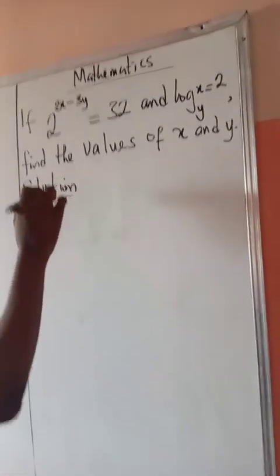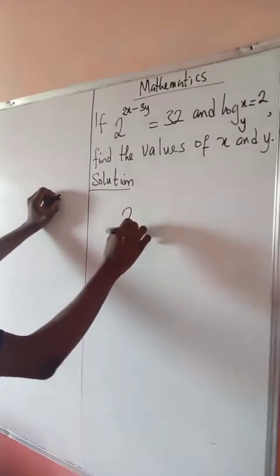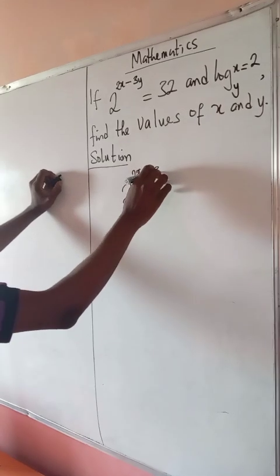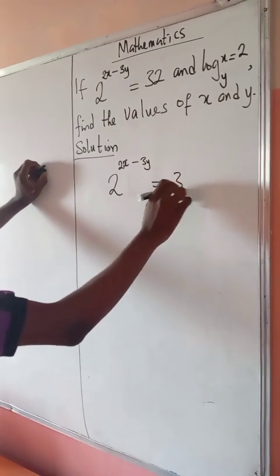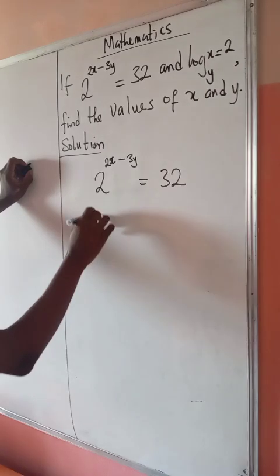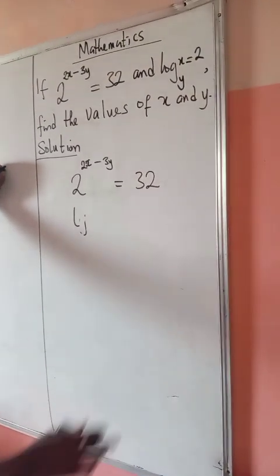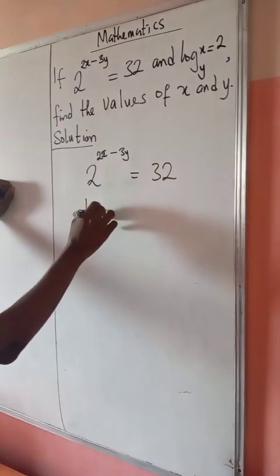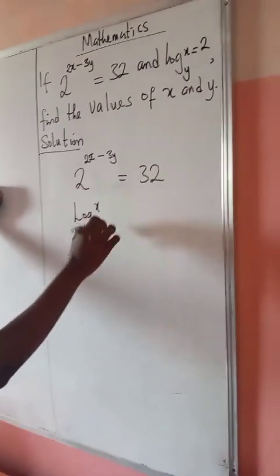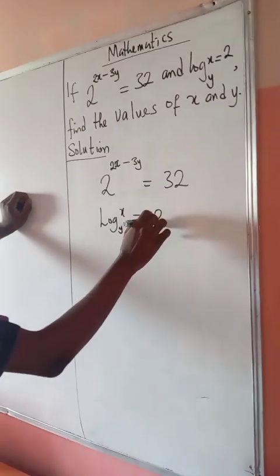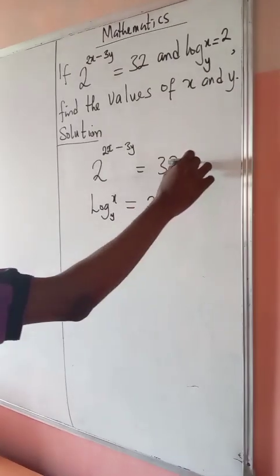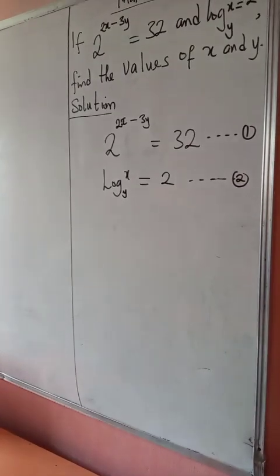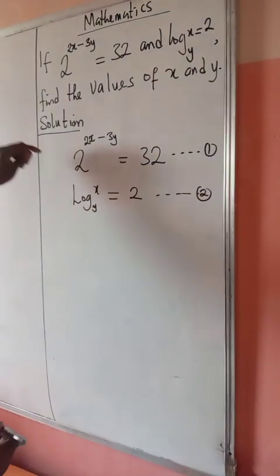Solution: we have 2 to the power of 2x minus 3y is equal to 32, and we also have log x to base y is equal to 2. So let's label this as equation 1 and equation 2. Then we have to simplify the two equations.